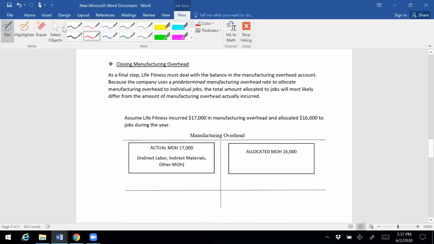Okay, we are almost there, right? We have one more step, talking about closing manufacturing overhead. Remember, we said the manufacturing overhead is a temporary account, right? We said it's kind of like a swimming pool. Remember, I always say that when it incurs, you put more water in. When you allocate, you get water out. So this is just like a temporary pool.